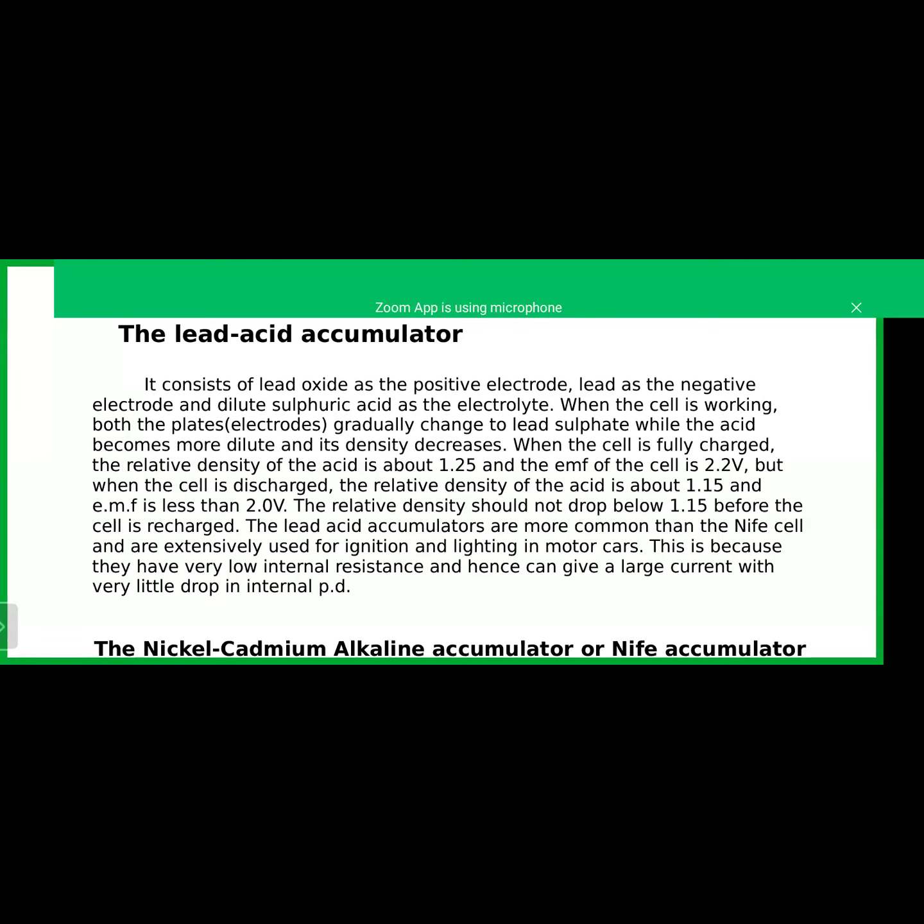The lead acid accumulators are more common than the nickel-iron cell and are extensively used for ignition and lighting in motor cars. This is because they have very low internal resistance and hence can give a large current with very little drop in internal PD. I think that is it.